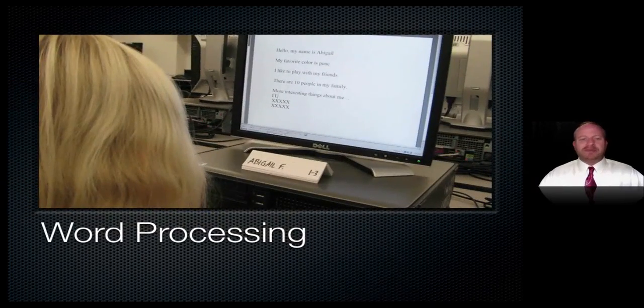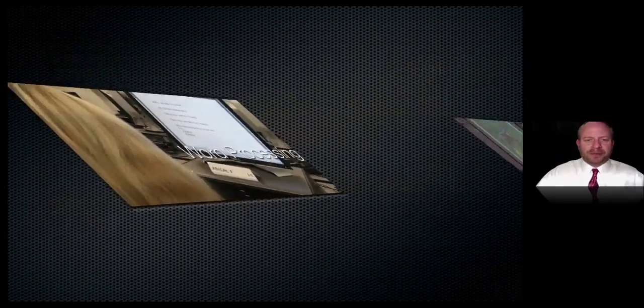Also, they need to be excellent at word processing. So much of the work they do, both in the business world when they graduate school and also academically, is with a word processor, writing reports and doing those types of things. So they need to really know their way around inside of a word processor.